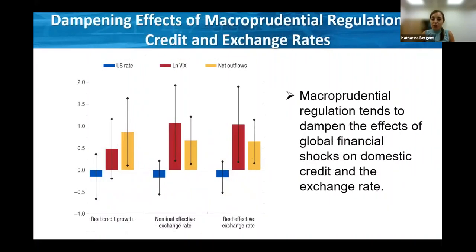We also looked at other tools. I have to be very quick at this, but our main finding remains robust also regarding shocks on domestic credit and the exchange rate. So the level of macroprudential regulation can also dampen the effect of global financial shocks on domestic credit and the exchange rate.